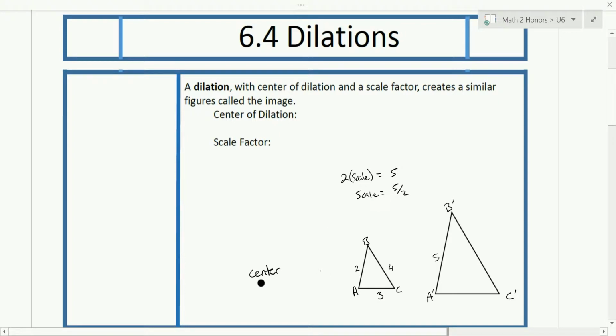Also, if you were to draw a line through the center and through one of the points on your original figure, like say I drew a line through the center and point B, if I were to extend that line it would also go through B prime. Or if I went through the center and through point C and kept going, it would also go through C prime. So that's just one of the ways dilations work.